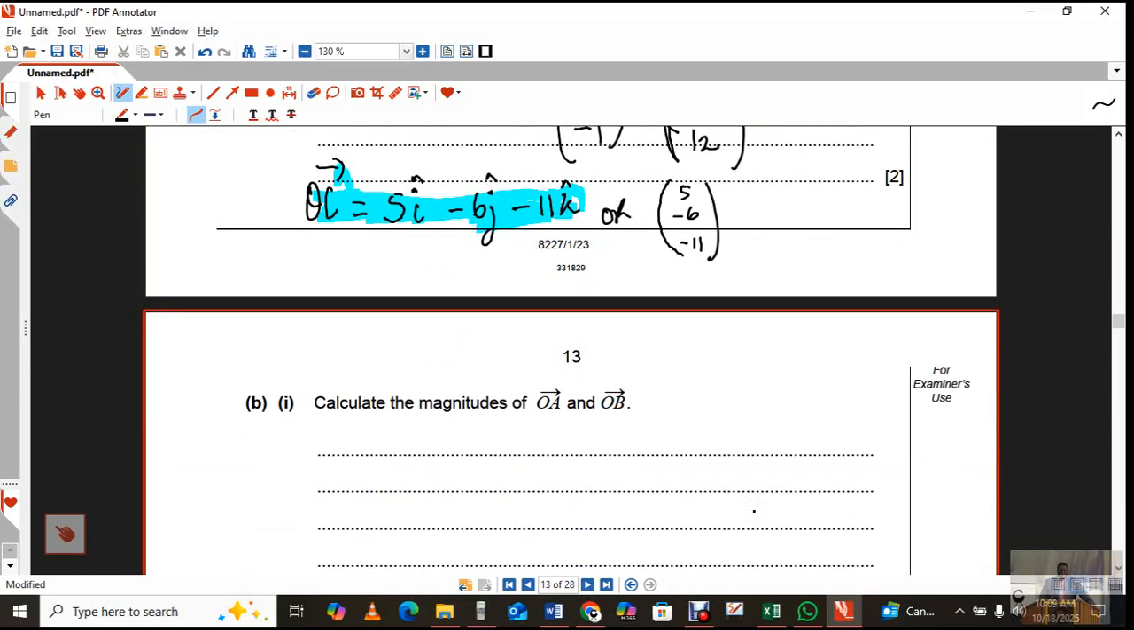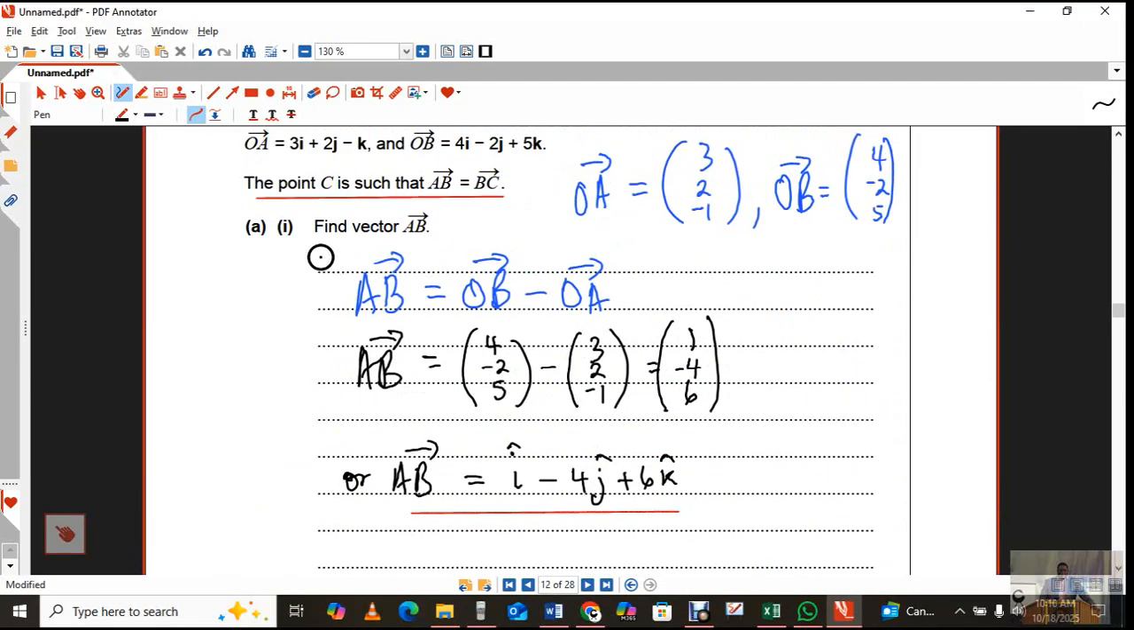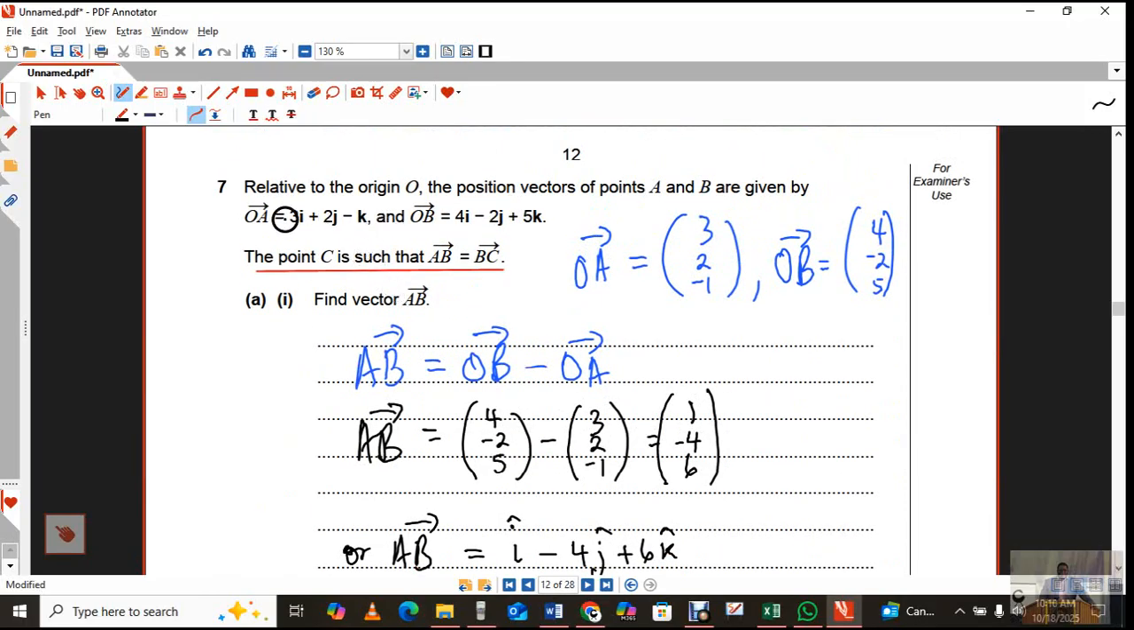Now, they say calculate the magnitudes of OA and OB. So OA, what was OA again? We just have to quickly go back and find OA. OA was 3, 2, negative 1.